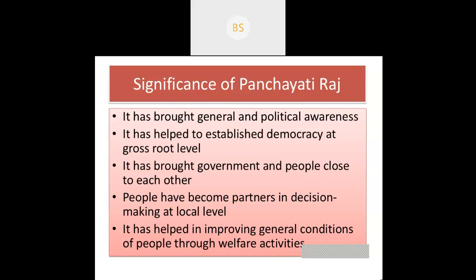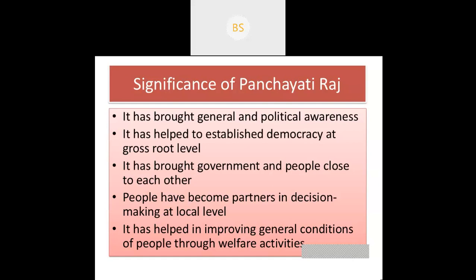So, what is the importance of Panchayati Raj? Here you can see the significance. We are going to study the importance of Panchayati Raj. With the introduction of Panchayati Raj, many things have changed in the villages, then at the block level and the Zilla Parishad.